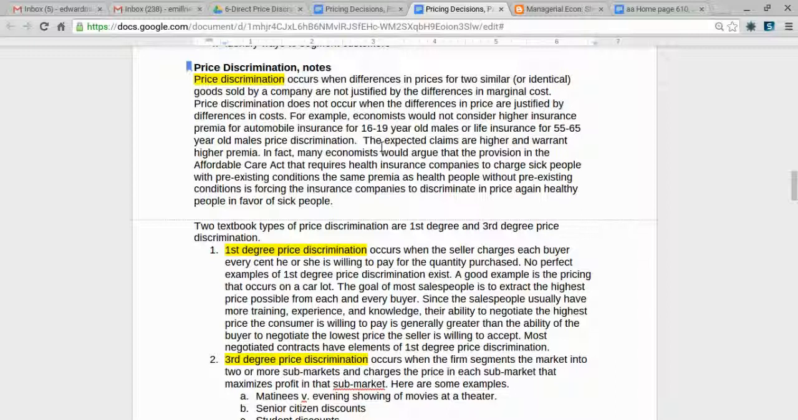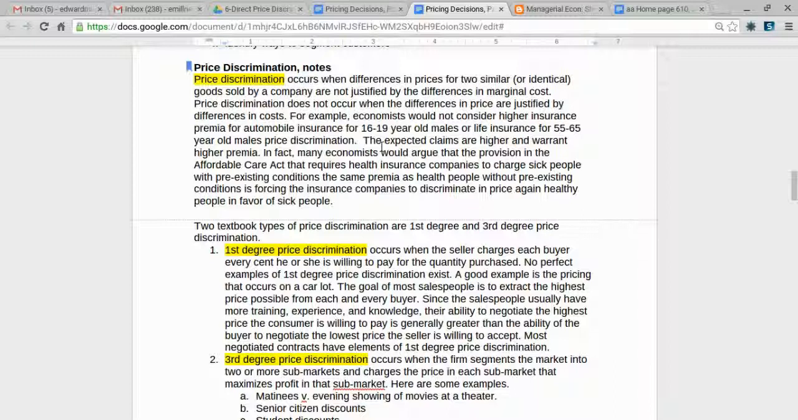For example, economists would not consider higher insurance premia for automobile insurance for 16 to 19-year-old males, or life insurance for 55 to 65-year-old males, price discrimination. The expected claims are higher and warrant higher premium.